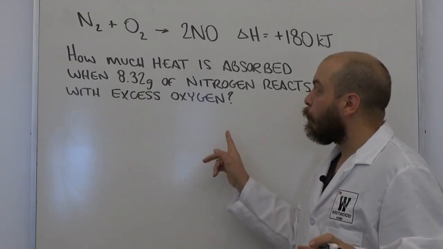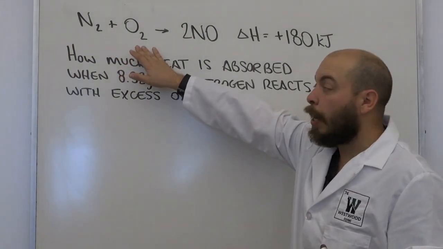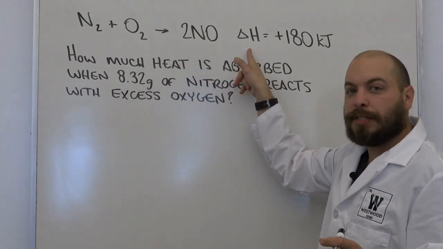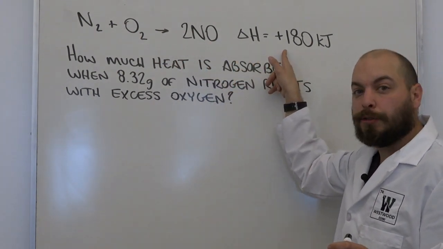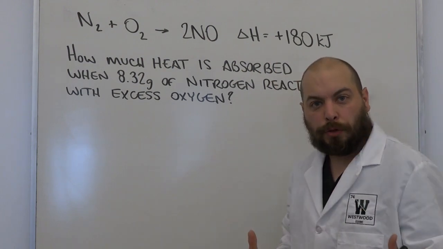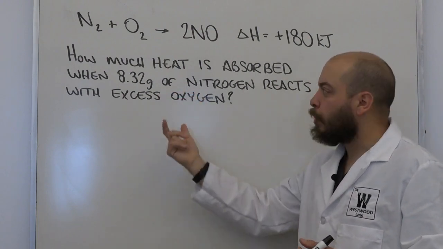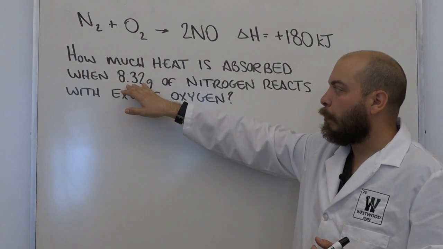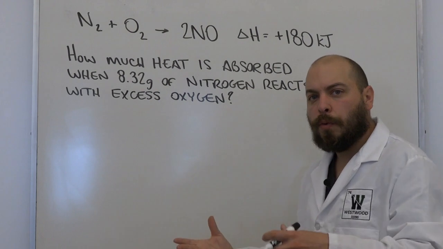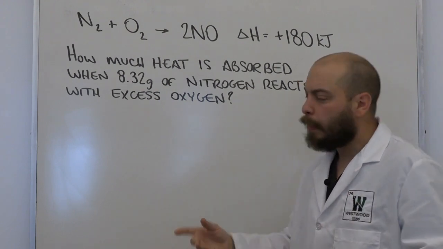So let's go ahead and do our first practice problem. Now in this problem, I've got nitrogen in its molecular form reacting with oxygen in its molecular form to produce 2 NO molecules. The delta H of this reaction is positive 180 kilojoules. Now what that tells you as a positive delta H is that we are an endothermic reaction. What I need to do is solve for the amount of energy absorbed when I react a certain number of grams of nitrogen with excess oxygen. So I know that we are going to be able to do this, but let's talk about how.